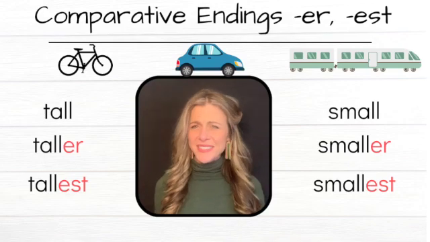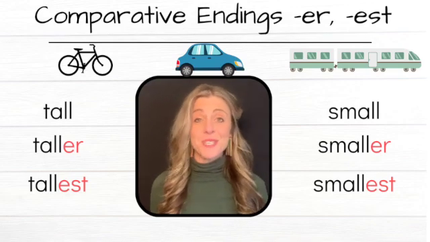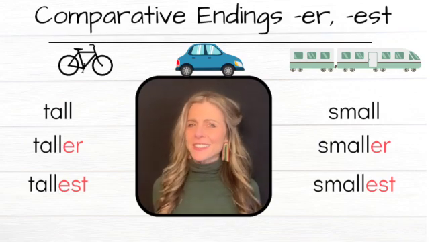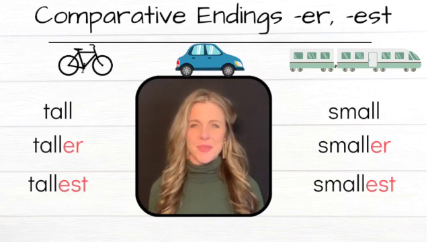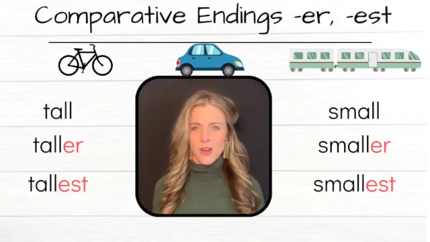Comparative endings. You may say, what, Mrs. Mann? I don't remember what that is. But I'm telling you, you learned about it in first grade and it's going to make sense. You maybe just didn't remember the name of it. For example, if you look above me, I have a bike, a car, and a train.